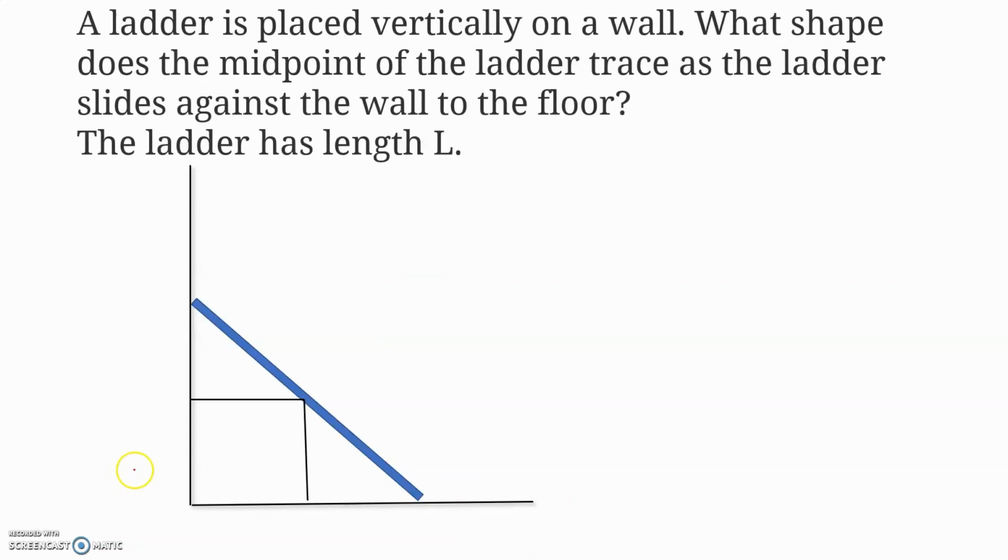So here's our ladder, and we're going to say that the ladder has length L, and here's the midpoint of the ladder, and we're going to say that this point has coordinates x, y, and this top half of the ladder will have length L over 2, and the bottom half of the ladder will have length L over 2. Now if this point has coordinates x, y, then this has length x and this has length y.